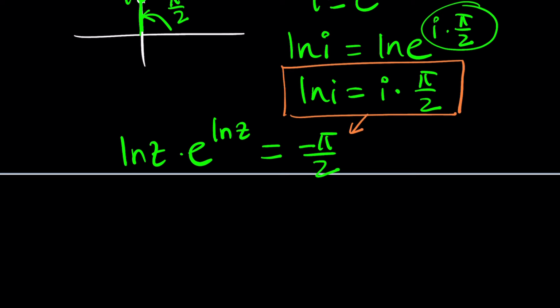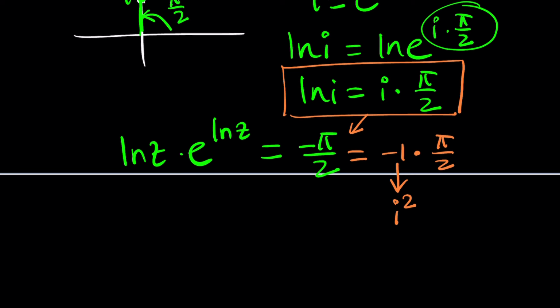Well, if you compare those two things and take a good look, you're hopefully going to realize that negative pi over 2 can be written as negative 1 times pi over 2. Duh, I mean, it's obvious. But not only that, but also negative 1 is i squared. Beautiful, right?